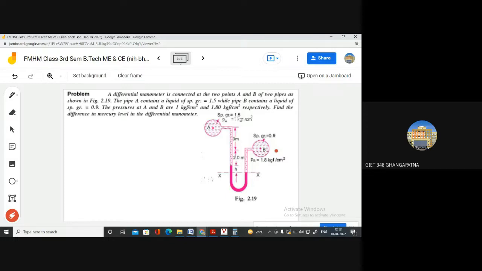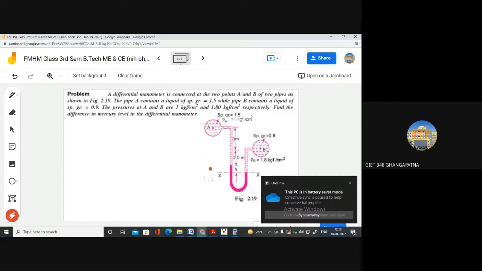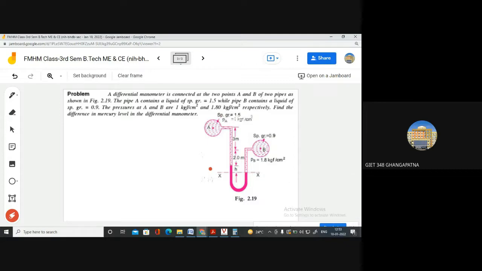What is the difference in mercury level? By seeing the diagram, can anyone say what we have to find out? Which parameter? In the diagram it is shown. Find the difference in mercury level. See the diagram and say what parameter you are going to find.